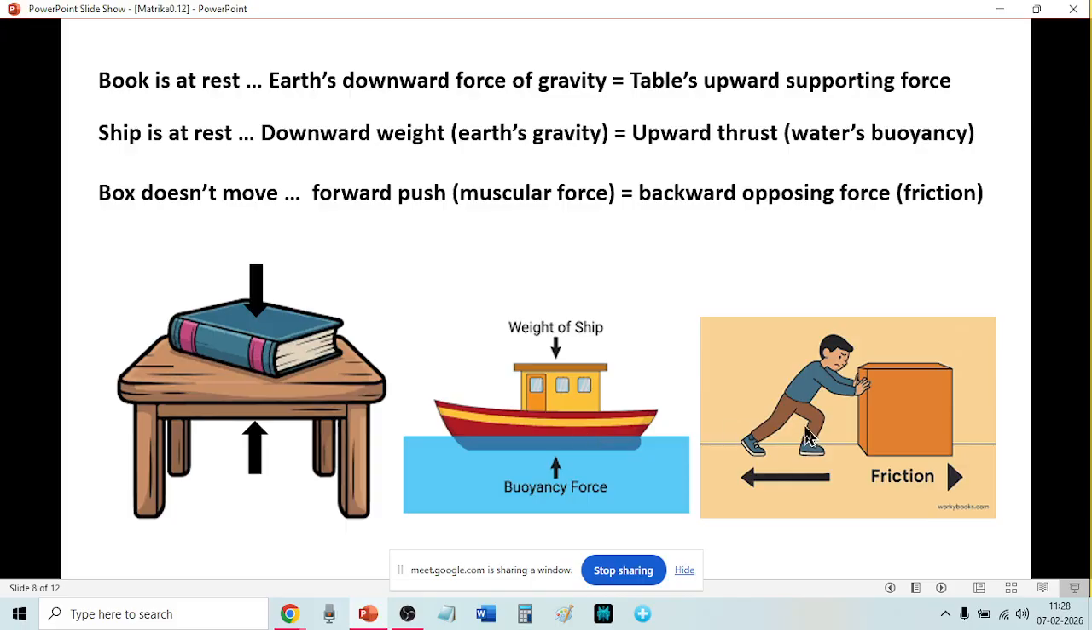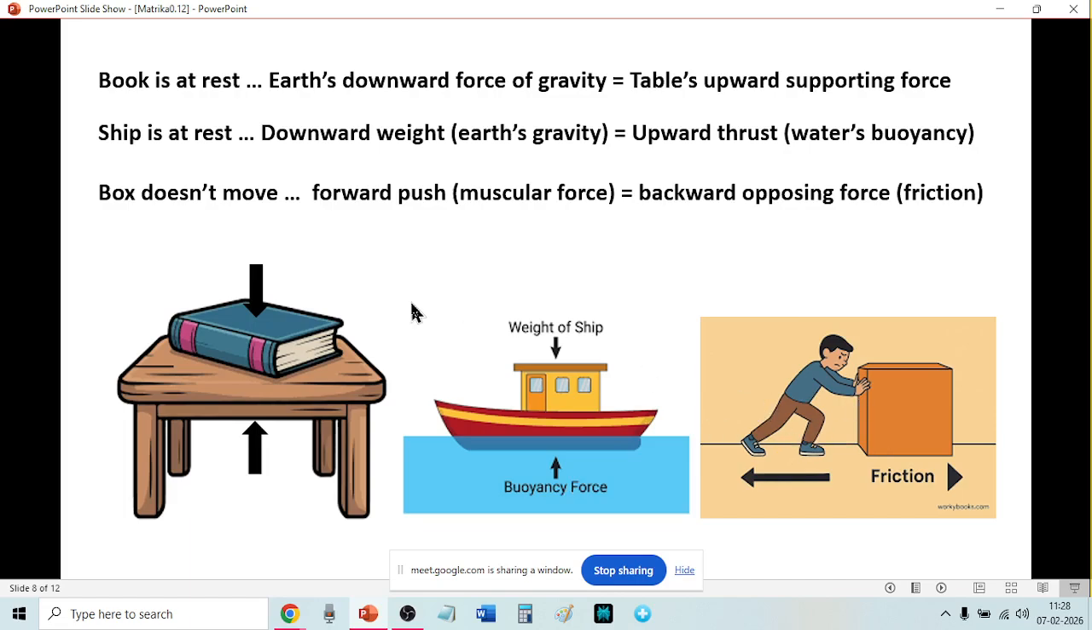The boy is pushing, muscular force in one direction, friction in the opposite direction, so the box does not move. They are called balanced forces. The total effect is zero. The weight downwards is equal to the force upward, or the force of push is equal to the friction.